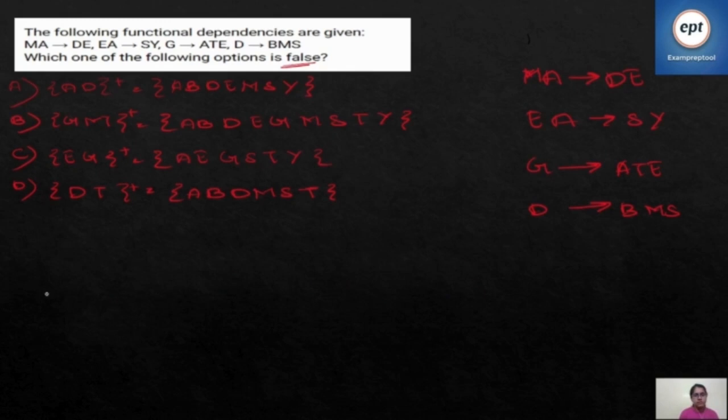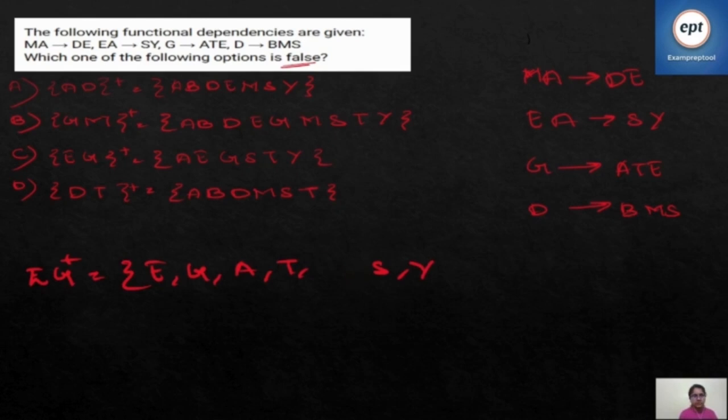If we check option C, we have to check EG. The attribute closure of EG will be: E will already be there, G will already be there, and from G we are able to derive A, T, E. ATE we are able to derive, and from E and A we will be deriving S and Y. E is already present, so we will erase this E.